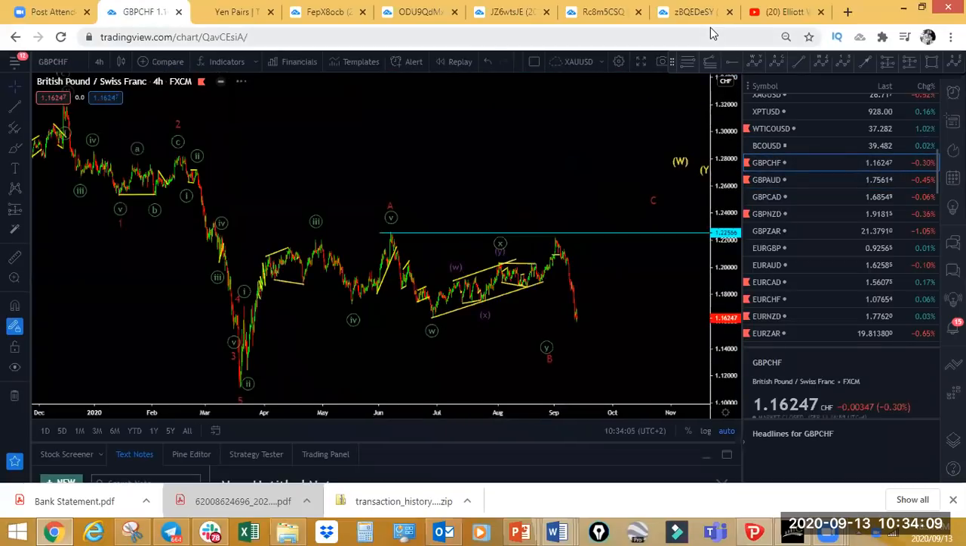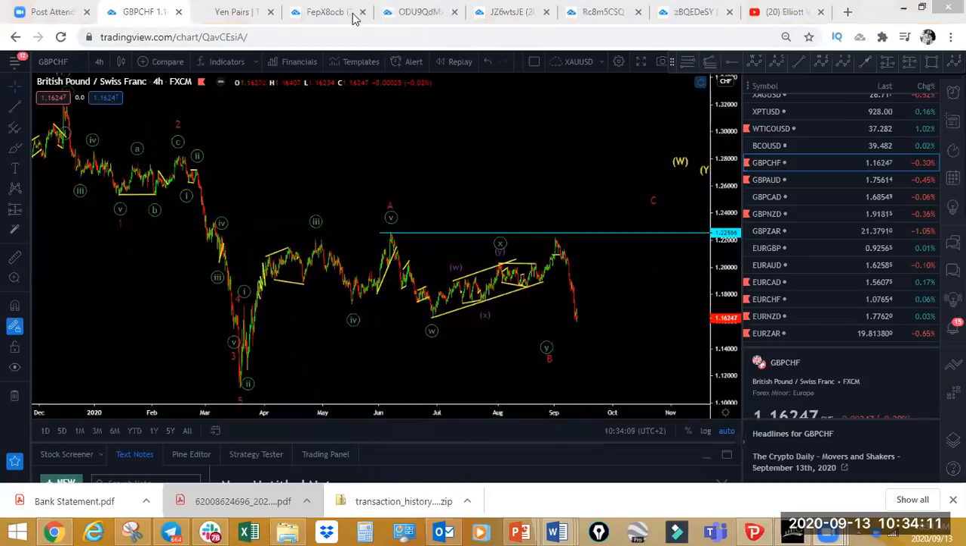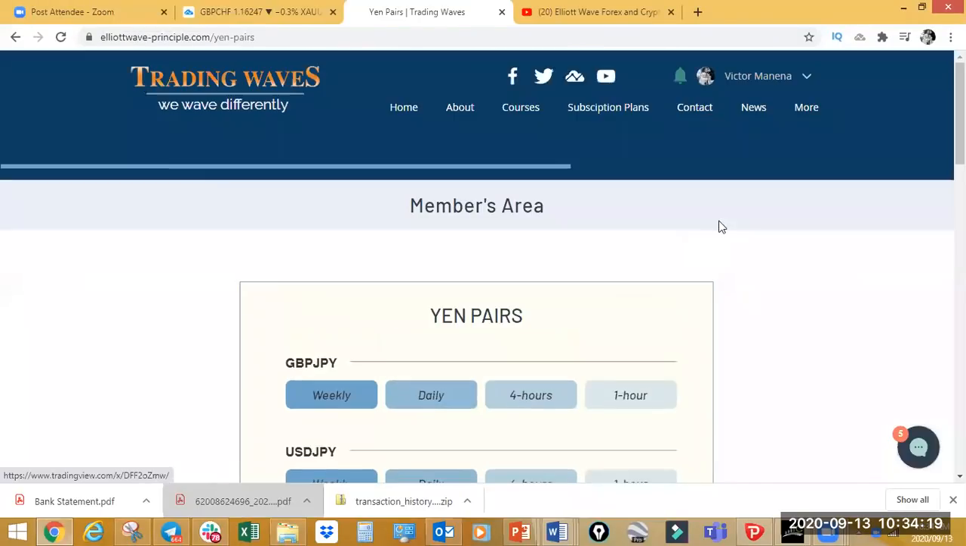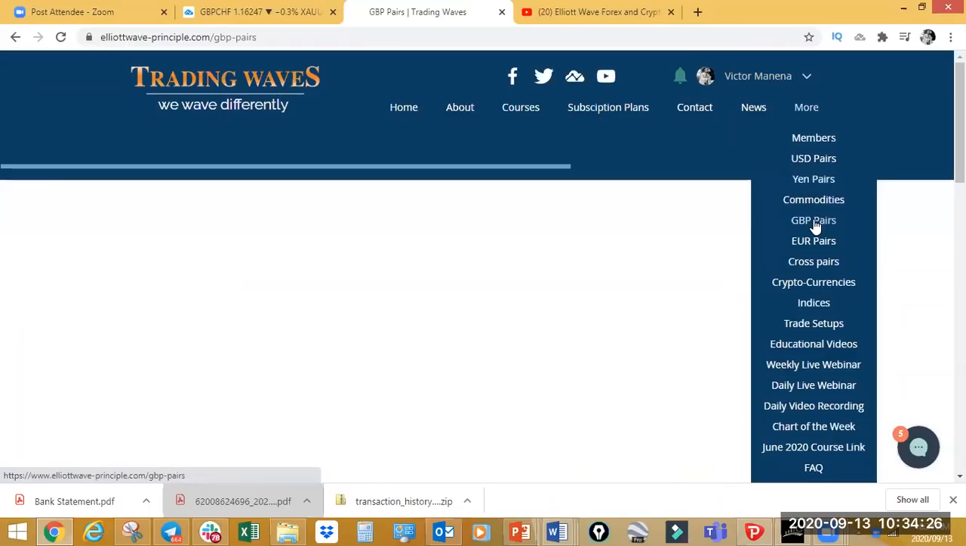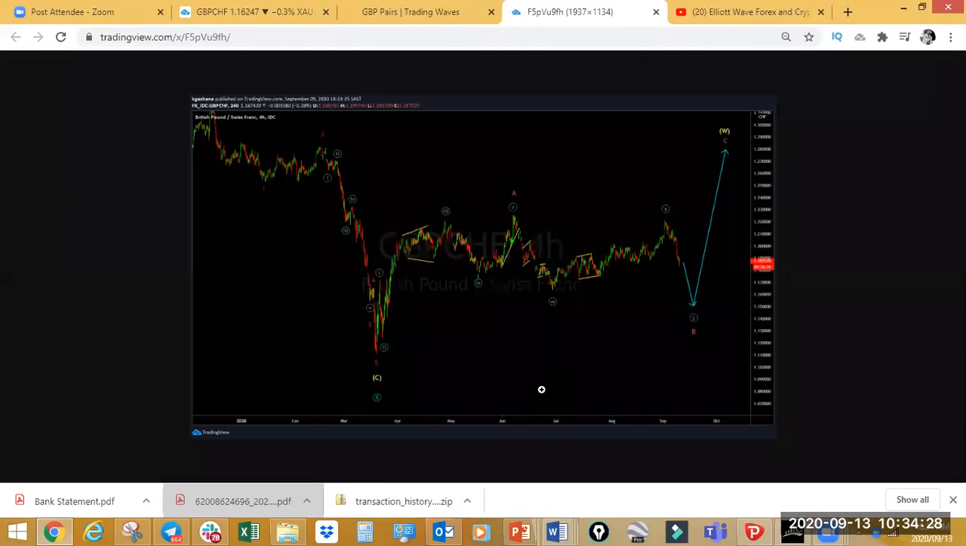Let's check the pound pairs. So this is pound chief. Let me show you the structure on the pound pairs. Let's go to the website. So the pound pairs are starting to play out very clearly now. Let's have a look at pound pairs. Let's start with pound chief, let's start with the 4 hour. Now this is the 4 hour on pound chief.